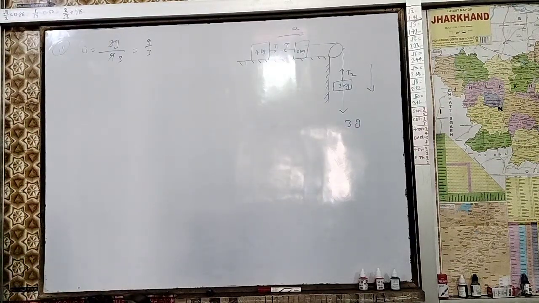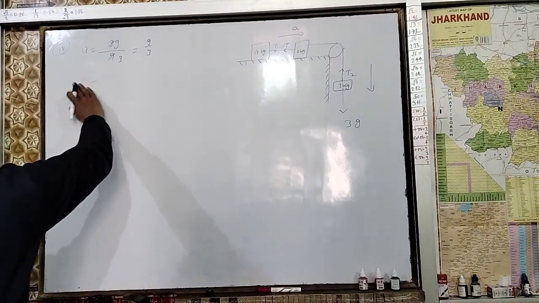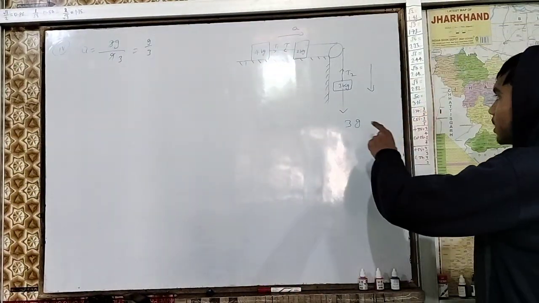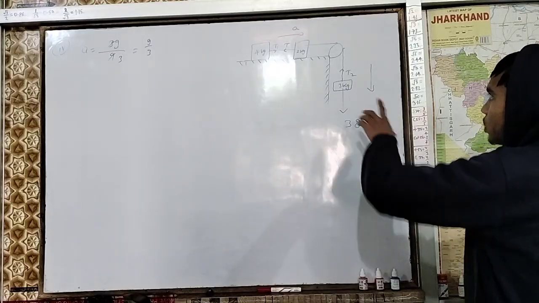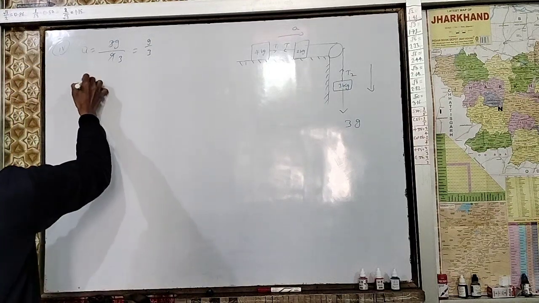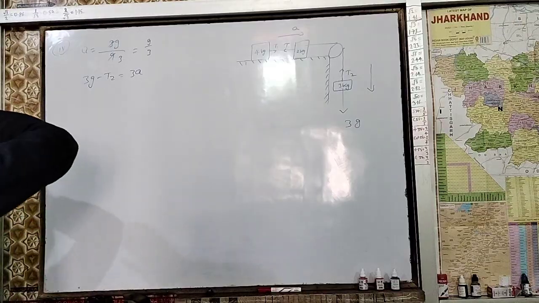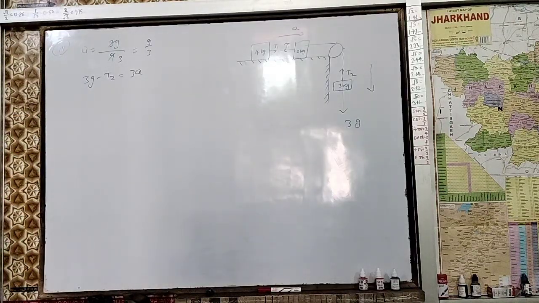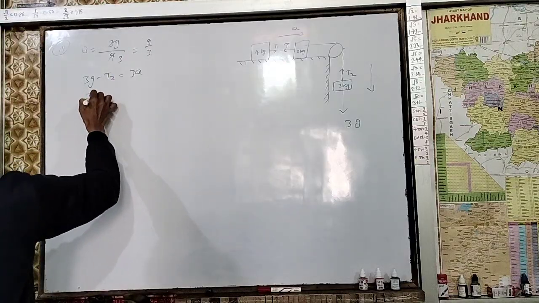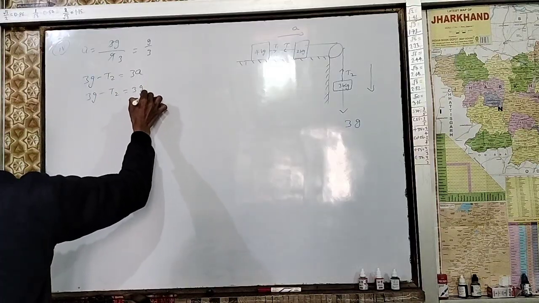Now C is a tension. But what? It is talking T2. Can we write it like that? 3Z minus T2 is equal to 3A. Yeah, we can write it. 3Z minus T2 is equal to 3A. Value of A is given over here. So 3Z minus T2 will be 3Z upon 3.